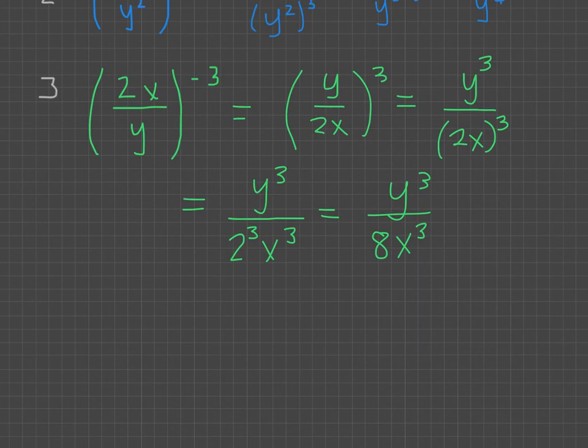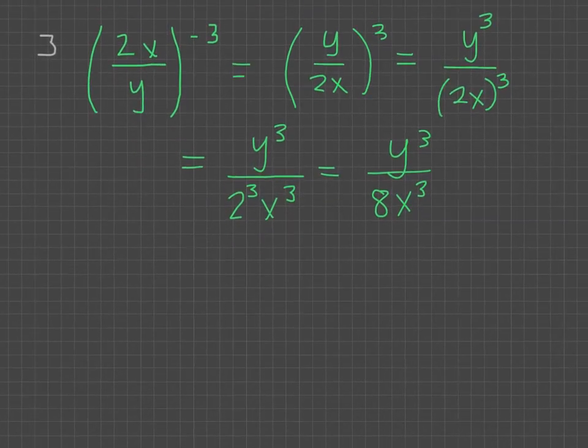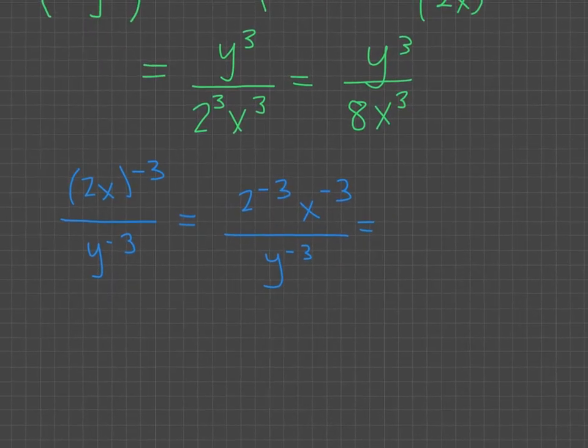Let's look at it a different way, where first of all we use our power of a quotient. So we bring that negative 3 and apply it to the numerator, so 2x to the negative 3, and apply it to the y, so y to the negative 3. We bring that negative 3 on the inside of those parentheses, so we get 2 to the negative 3, x to the negative 3, all over y to the negative 3. Writing this with just positive exponents means that we take each of those bases that has a negative exponent and we're going to move it.